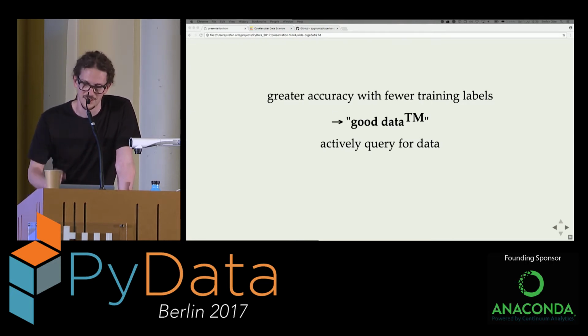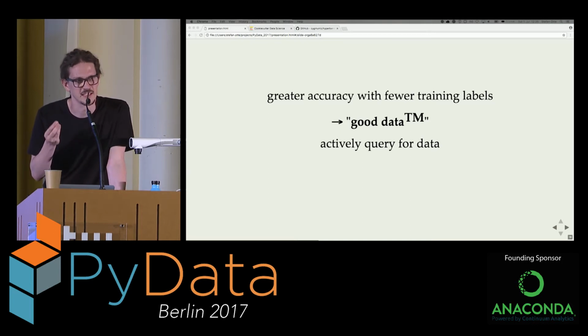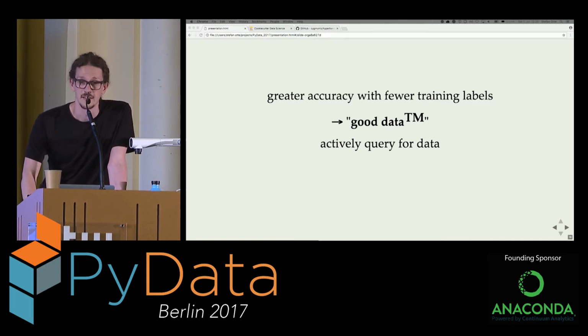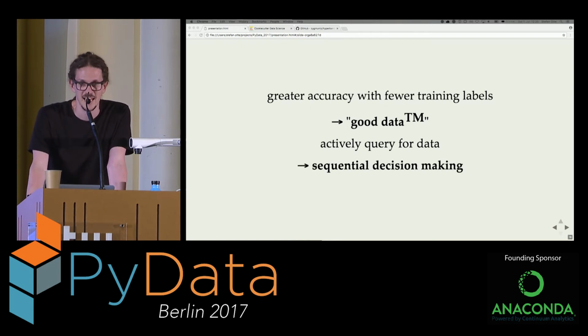And this greater accuracy with fewer training labels, I mean, data science is all about data, right? And I think active learning gives you good data. You don't get a lot of data, but the data you get can be very good. And with little data, you can train good models. And then the second point is that by actively querying for data, we completely change this problem. All of a sudden, we have a sequential decision-making problem. So it's quite different than what we normally do in machine learning or data science.